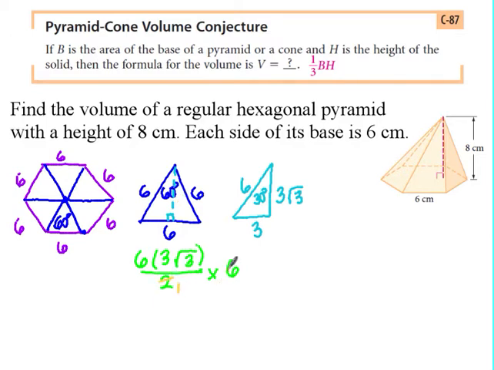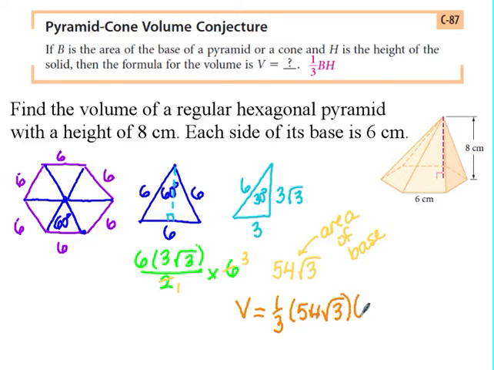So if I cancel out the 1 and 3 there, I'm left with 6 times 3 times 3, which is 54 root 3. And that is the area of the base. Now, to find the volume, the volume equals 1/3 the area of the base times what? The height, 8. Good.